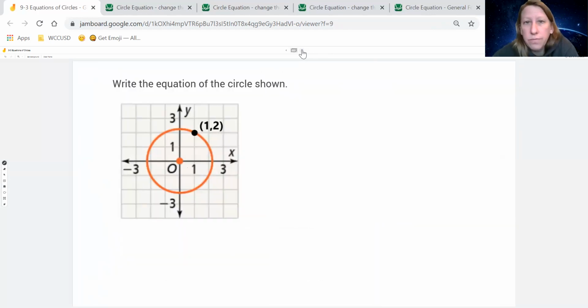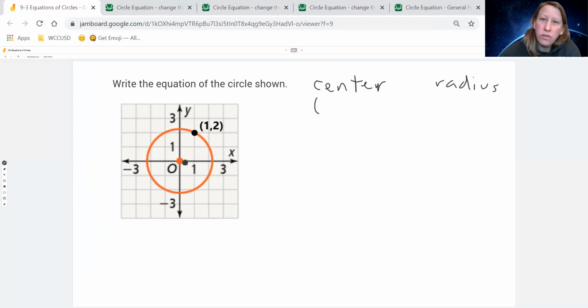All right, how about this one? This one we have to work a little bit harder for. So what information are we trying to get off this picture? We're trying to get the center. If I know the center and I know the radius, then I can write the equation of the circle. So where is the center of this circle? It's nice, it's at the origin. Okay, so h is 0 and k is 0.